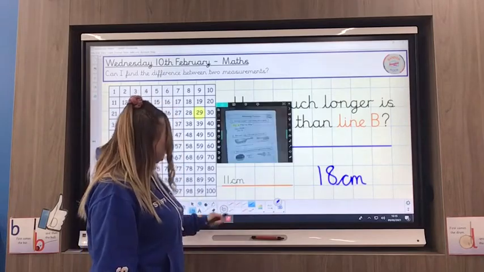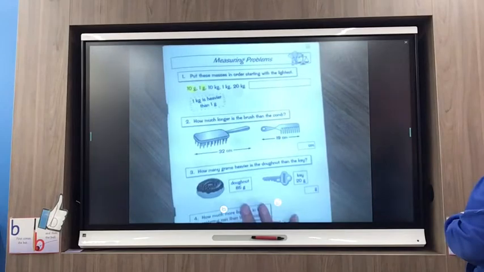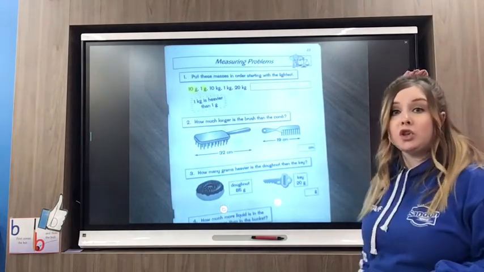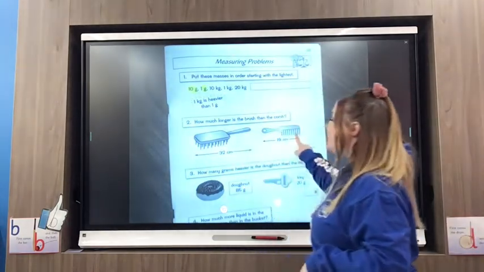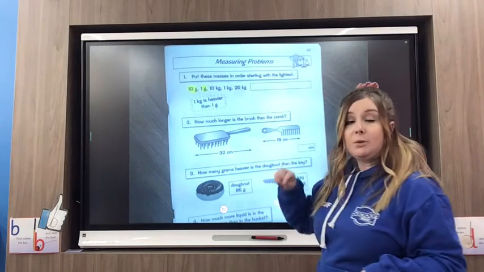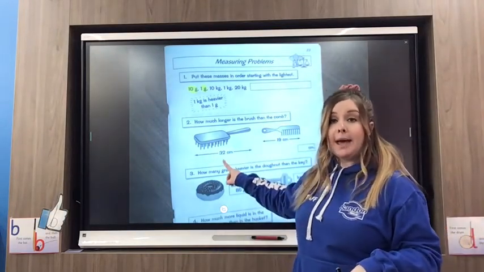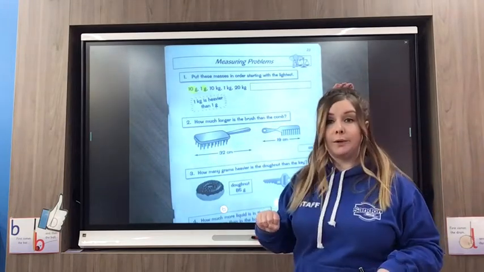Okay, so if we have a look at your activity then, year 4, question number 2 is asking you to find out how much longer is the brush than the comb. So just like what I did, you've got two measurements. You're going to highlight the biggest measurement on your 100 square and then take away the smallest amount. Okay?